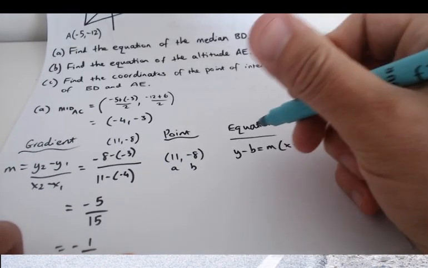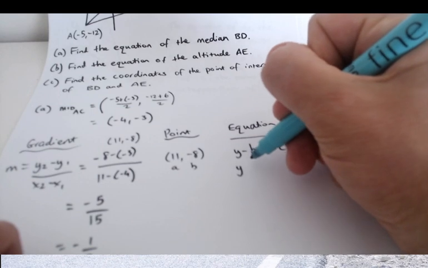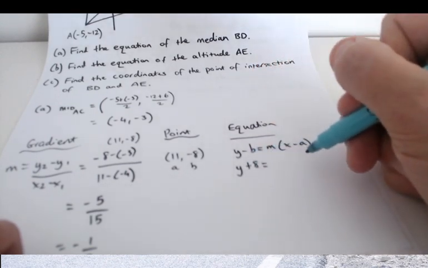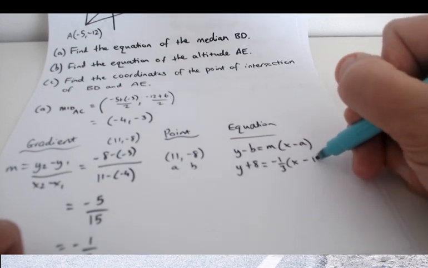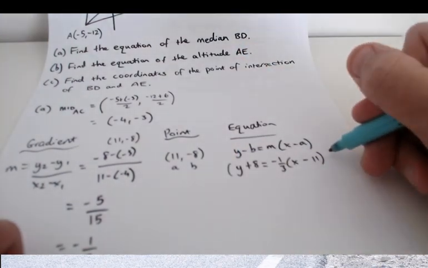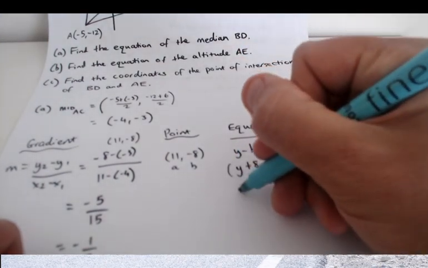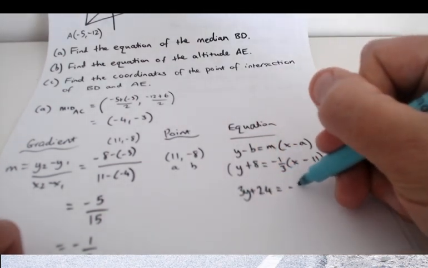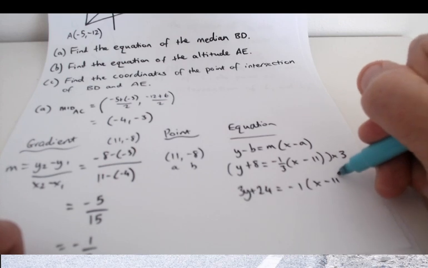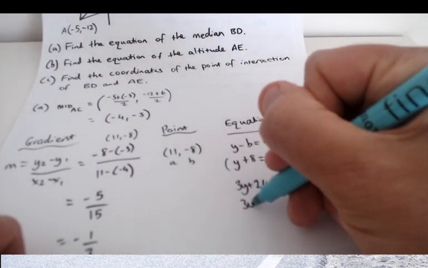Fill in the information that we know. y minus minus 8, so let's go straight to y add 8 will equal minus 1/3 bracket x take away 11. So we're going to multiply this by 3 to remove the fraction. Remember, I'll just leave the minus 1 there. Multiply out the bracket.